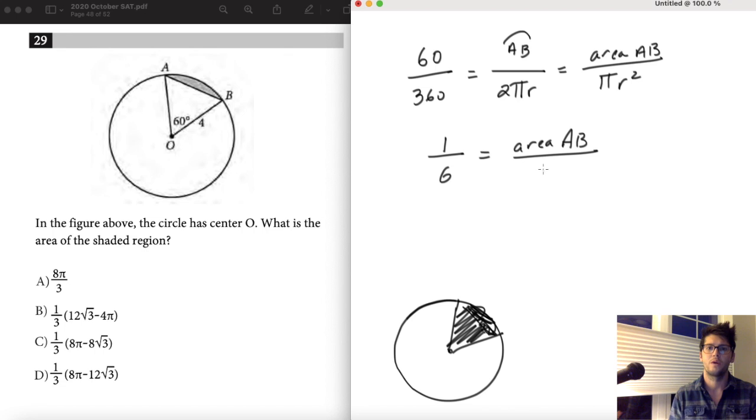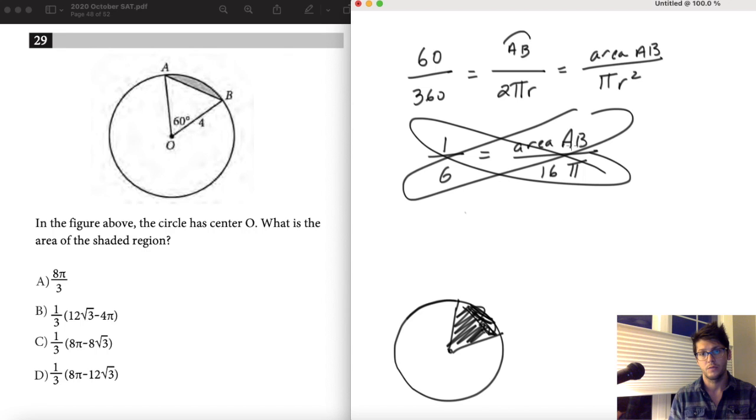So what we're saying is we have 1/6 of 16 pi. You could cross multiply and solve it. If you want, call this x, so instead of writing area AB, write x. Cross multiply and solve. So 1 times 16 pi, and then what I'm calling now x, times 6. So 16 pi equals 6 times this area AB. I'll still just write area AB so you can see what I'm doing.